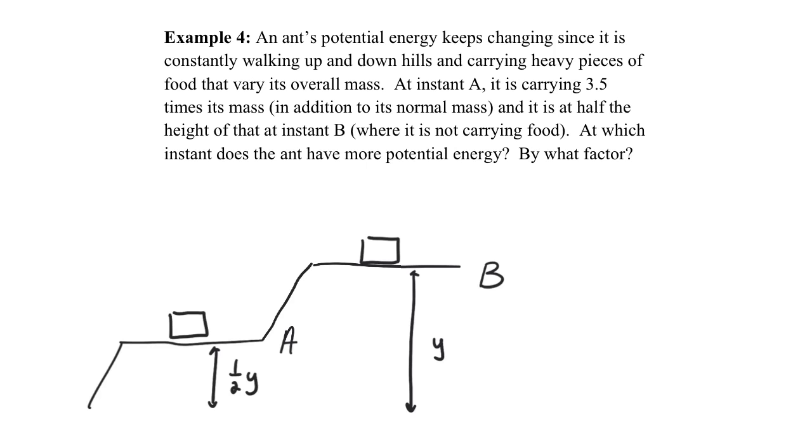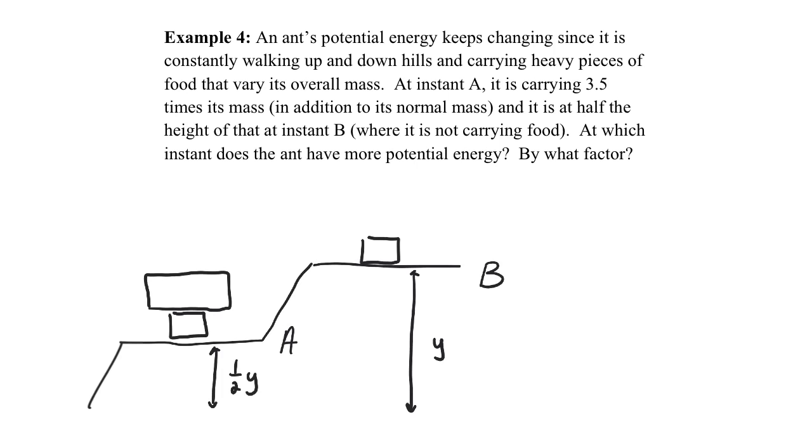So here's my ant at the 2 locations. When it's at the top, it's not carrying the food. It lost the food somewhere. But at level A, it is carrying food, and that food is 3.5 times its mass. So I'm going to put that on top of its back. There's the food. Okay, and I'm just drawing it larger because it's more massive. It's not physically going to necessarily look that way, but that's what we're visualizing.